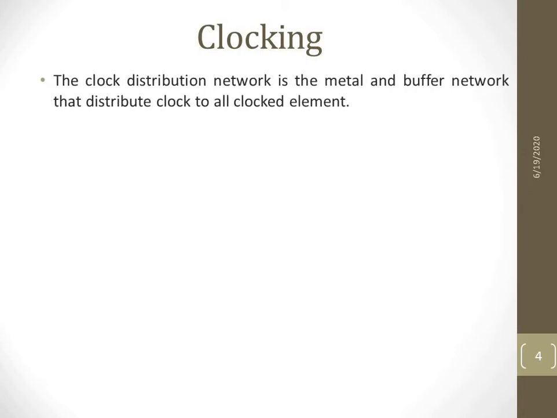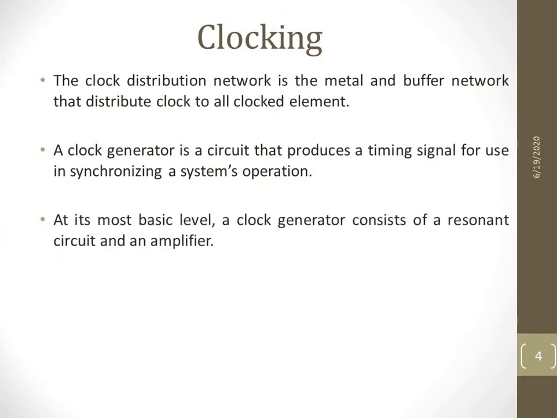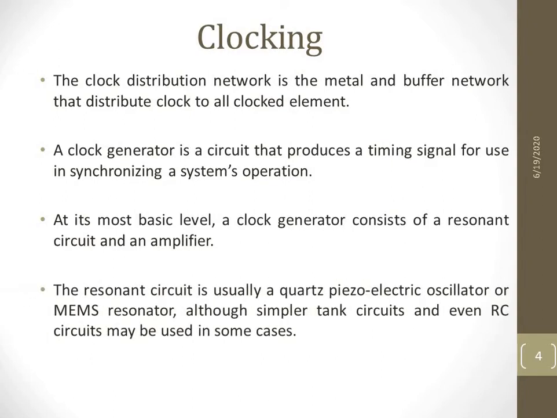The clock distribution network is the metal and buffer network that distributes clock to all clocked elements. A clock generator is a circuit that produces a timing signal for use in synchronizing a system's operation. At its most basic level, a clock generator consists of a resonant circuit and an amplifier. The resonant circuit is usually a quartz piezoelectric oscillator or MEMS resonator, although simpler tank circuits and even RC circuits may be used in some cases.